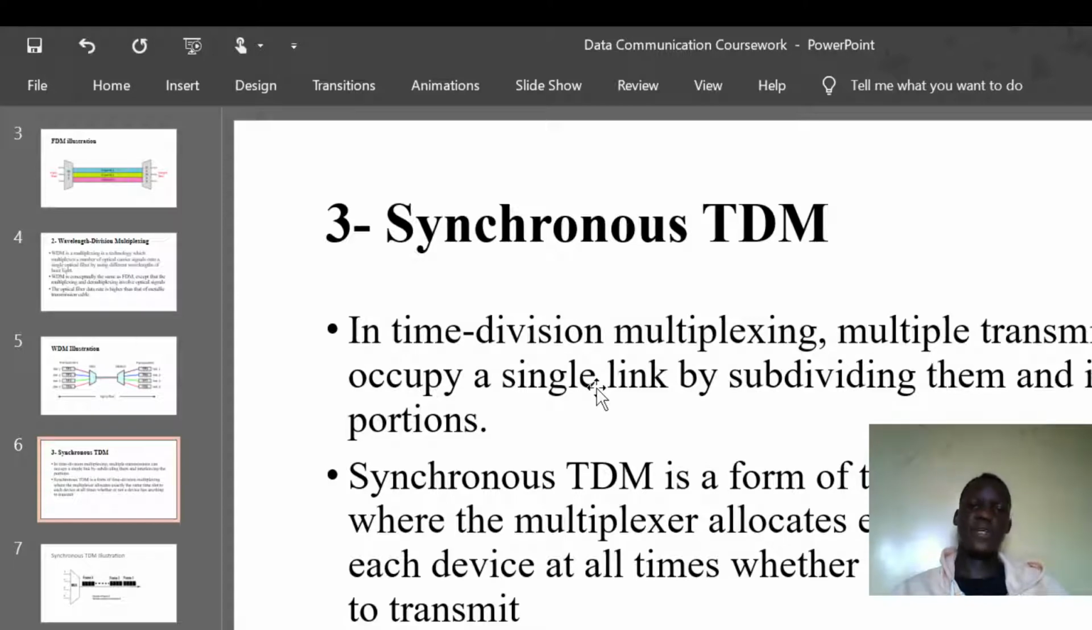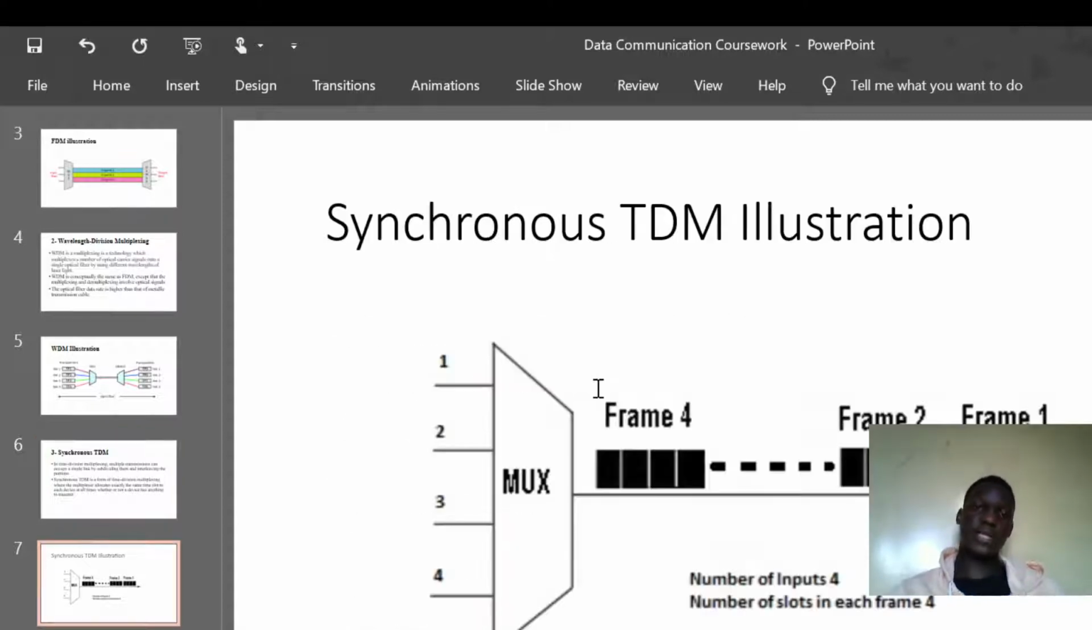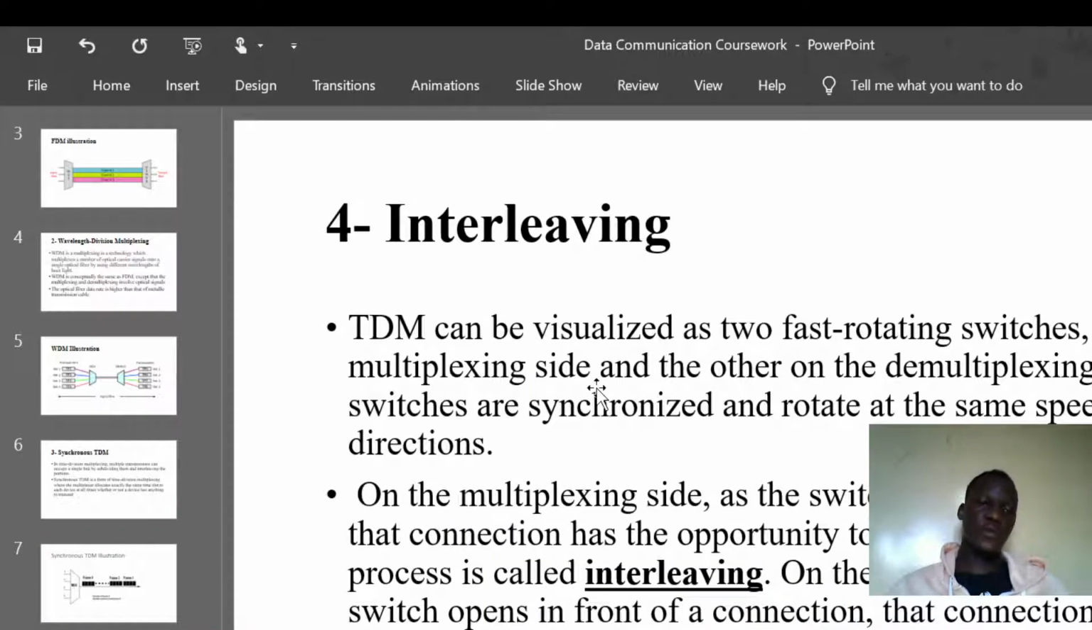Here, multiple transmissions can occupy a single link by subdividing them and interleaving the portions. The time frames are divided into slots which are given to each signal source. That is synchronous time division multiplexing. So if we have 4 inputs, the frame will have 4 slots, one for each data source. Then we go to interleaving.